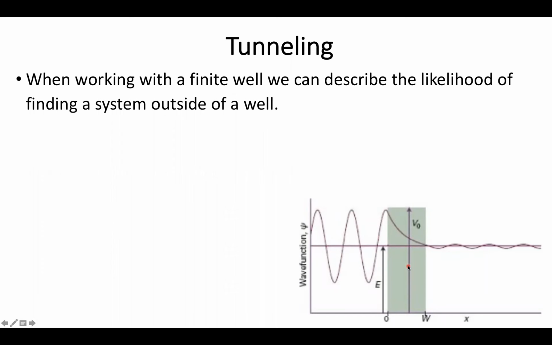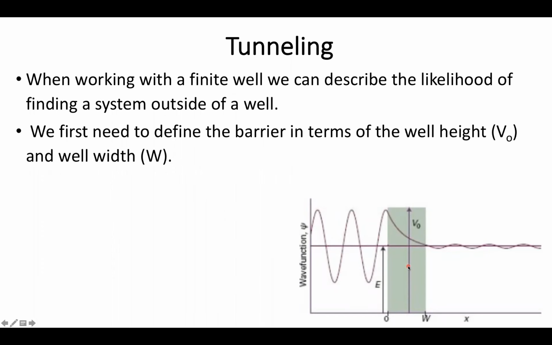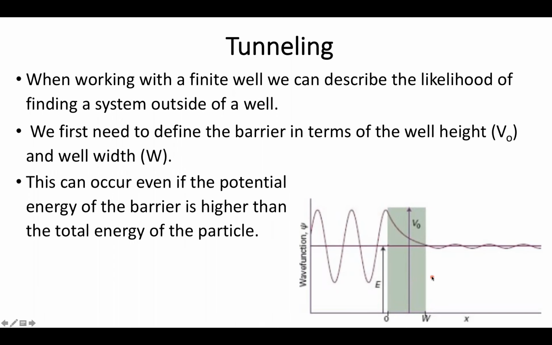So we're going to go ahead and dive in a little bit more to this idea of tunneling by establishing a barrier of height V and a width of w. And using this, what we can do is determine the probability of finding the particle outside of the box. But we're going to need to do this in kind of an unconventional way.